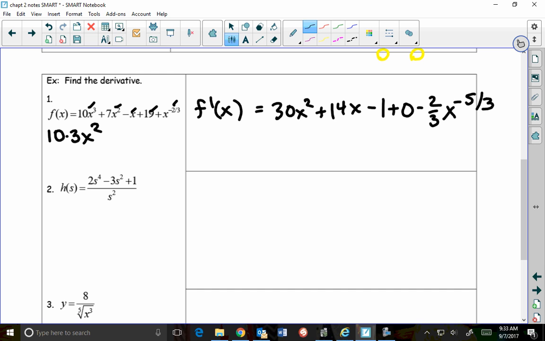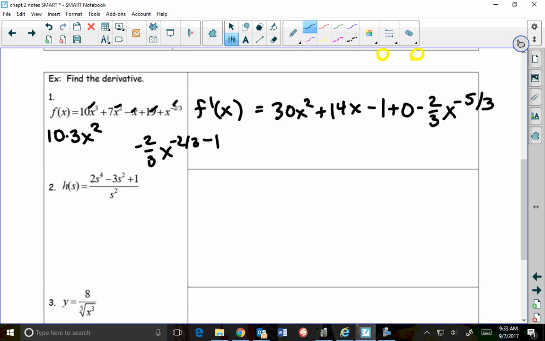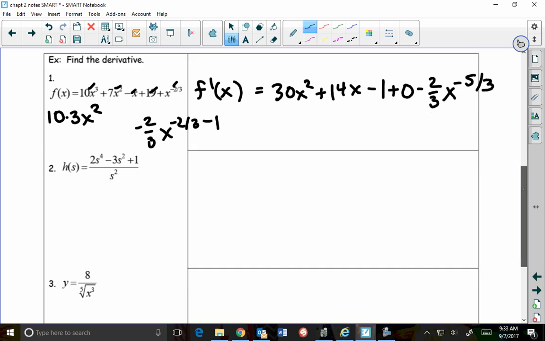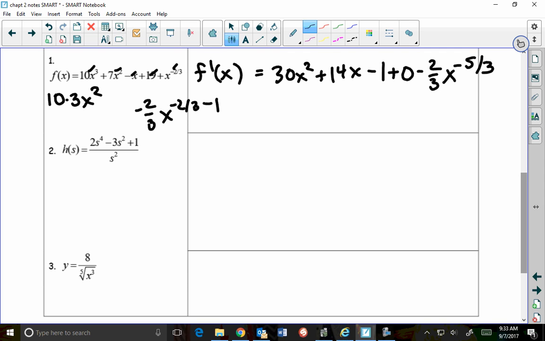You bring your negative 2/3 down in front, and then you subtract 1. Negative 2/3 minus 1 is negative 5/3. Good? All right. Let's look at number 2. What's wrong with number 2? It's got division. We don't have a rule for division. Well, we can use some algebra skills to get rid of the division.